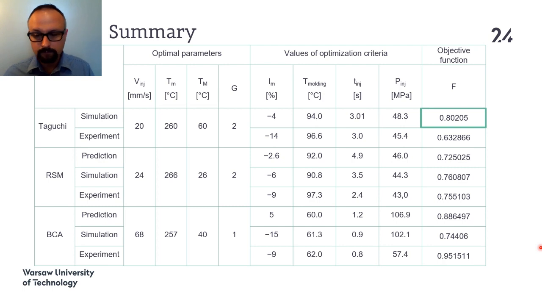But if we do the same for the experiment, we see that the last method, the one which is based on this artificial neural network system, has the largest value of the objective function. So the results from the experiment showed that this function is the largest. That means that this is the truly optimal case.